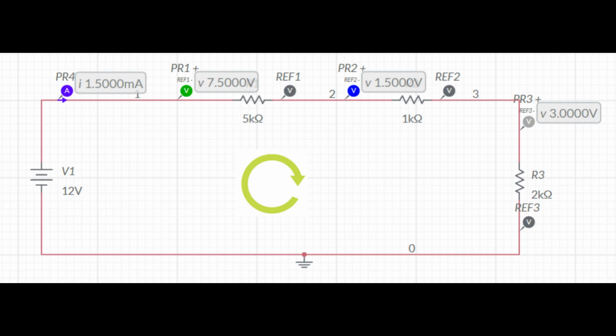Now let's add the polarities of each element. For the voltage source, the short line of the voltage source symbol is always negative, and the long line is always positive. Now, take a look at the polarities of the resistors. Since we are expecting the voltage drop, or in other words, the voltage to be reduced across each resistor, and we made the assumption that current flows from negative to positive, this is the reason why you see the positive sign first for each resistor.